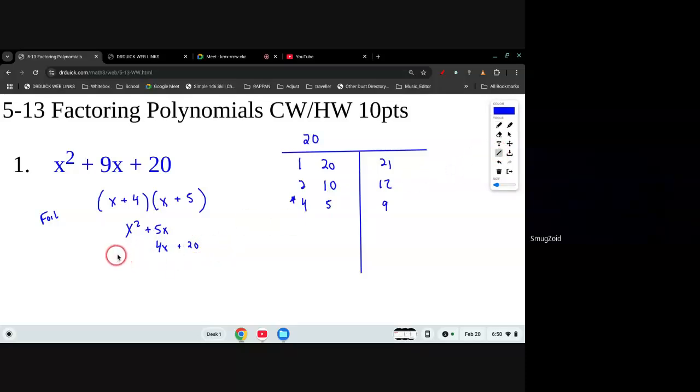Drop yourself a line, and bring it all down. x squared plus 9x plus 20. And then you want to go through and actually box your answer. In this case, this is the answer. The bottom part was the check, right? So I can see what your answer is on your paper, okay? That's essentially what you should do for each one of these.